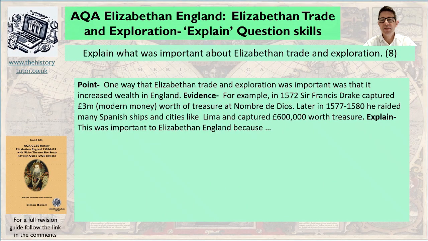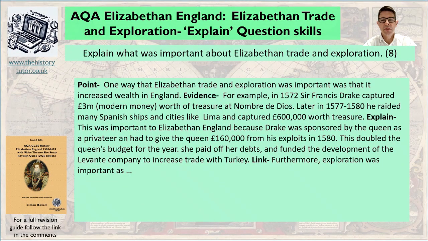Okay, so I've said, for example, in 1572, Sir Francis Drake captured £3 million worth of modern money with his Nombre de Dios raid. Later in 1577-1580, he raided many Spanish ships in cities like Lima, captured £600,000 worth of treasure. This was important to Elizabethan England because, right, so now explain. So what's the impact? You can explain the impact on Elizabeth, how she has money, what she does in terms of trade companies. We had that as our impact, didn't we? So try and explain the impact of this now. How is this benefiting and impacting Elizabethan England?